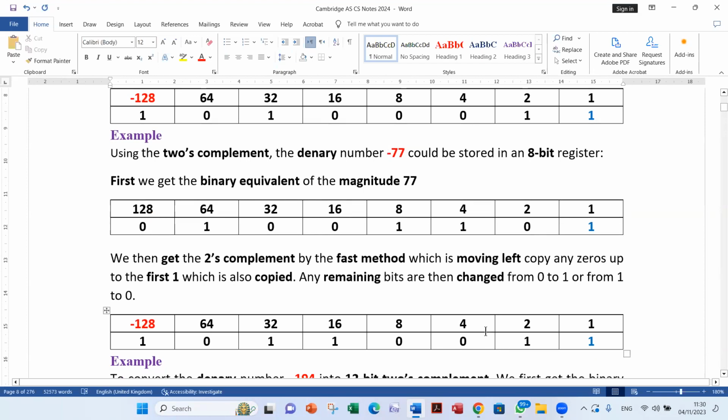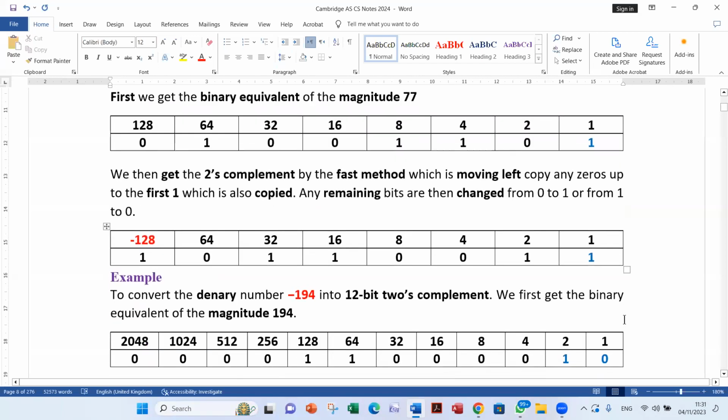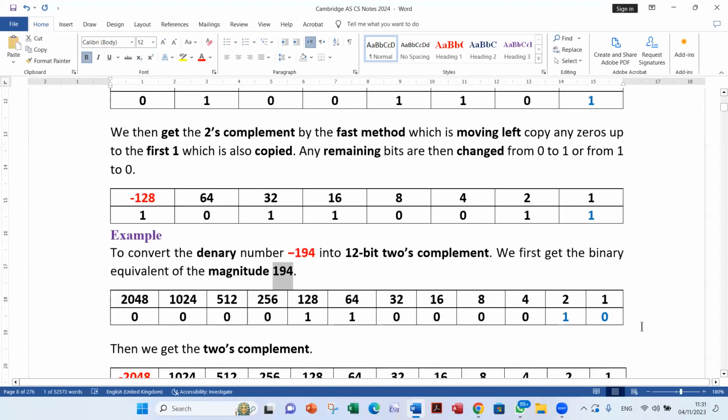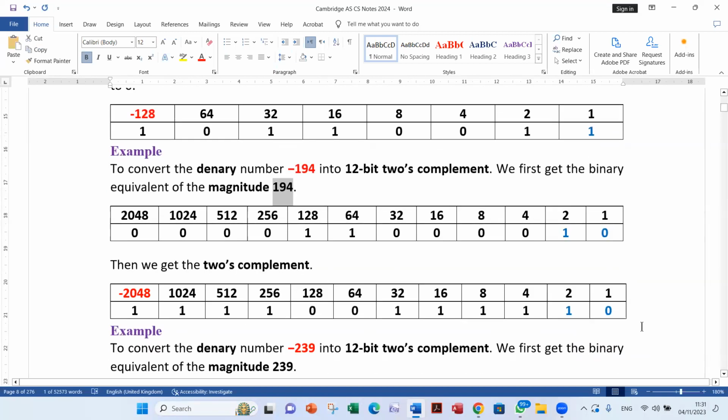Also work on negative 194. You do the 8-bit representation of positive 194, and then you apply the fast method to get the 2's complement. And then negative 239. I am putting them in ascending level of complexity. Why would they be more complex? Because you are using more bits.